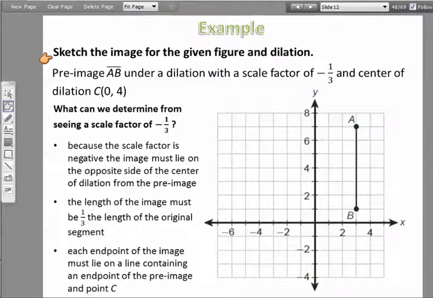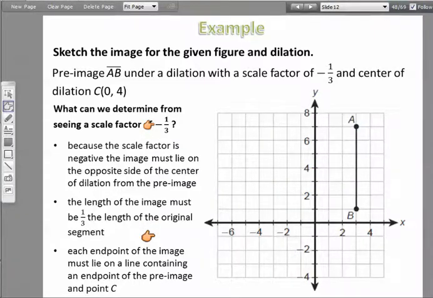Okay, the instructions tell us to sketch the image for the given figure under dilation. I've got my pre-image, segment AB, under a dilation with a scale factor of -3, and the center of dilation is C, where x equals 0 and y equals 4. So what can we determine from seeing a scale factor of -3? Well, first, because the scale factor is negative, the image must lie on the opposite side of the center of dilation. So if my center of dilation is right here, I know my new image is going to be over here on this side, just because this is negative.